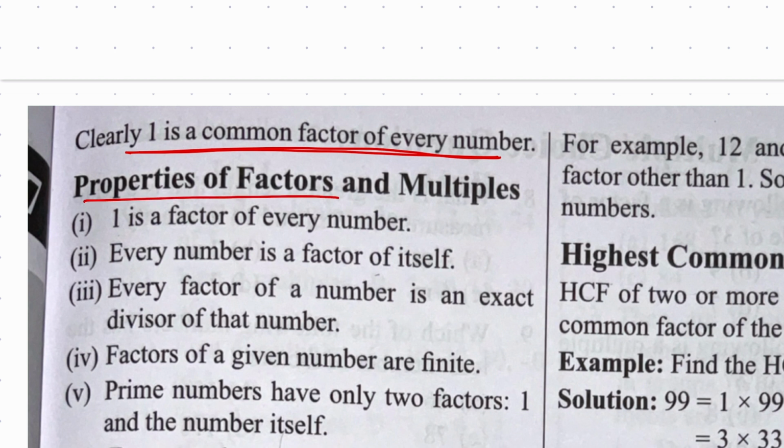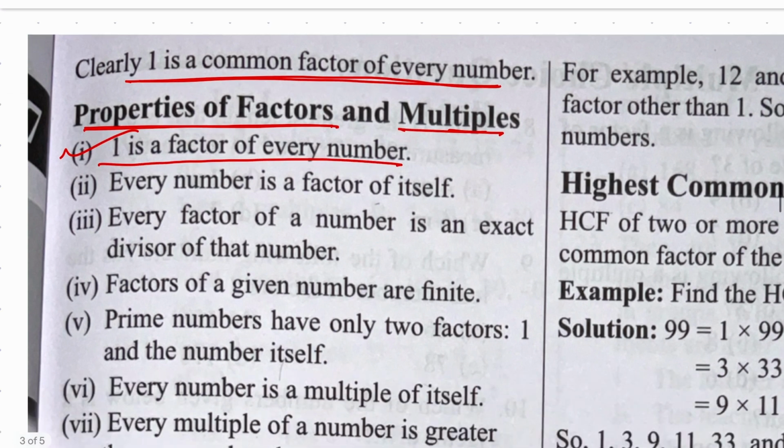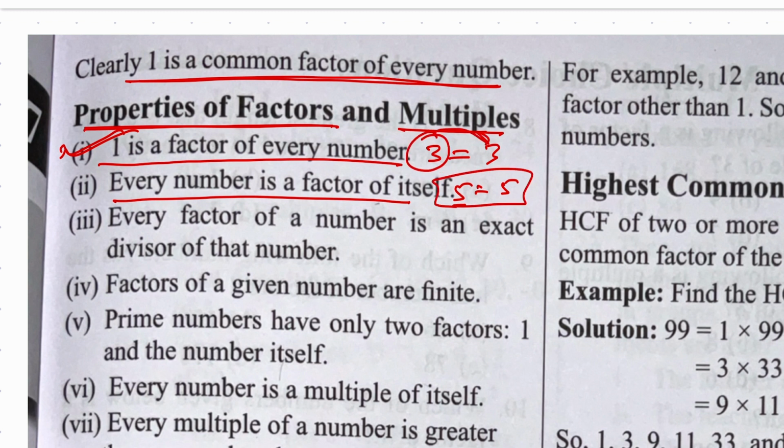Now what are the properties of factors and multiples? So 1 is a factor of every number. This is correct. You must remember this. Every number is a factor of itself. For example, 1 divides every number, that's why 1 is a factor. And 3 will divide 3, 5 will divide 5. So every number will divide that number itself. That's why every number is a factor of itself.